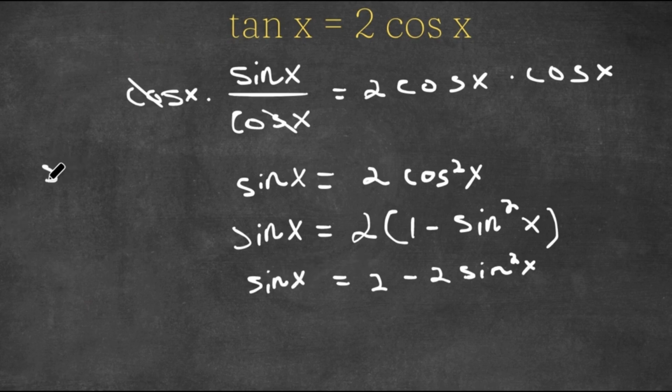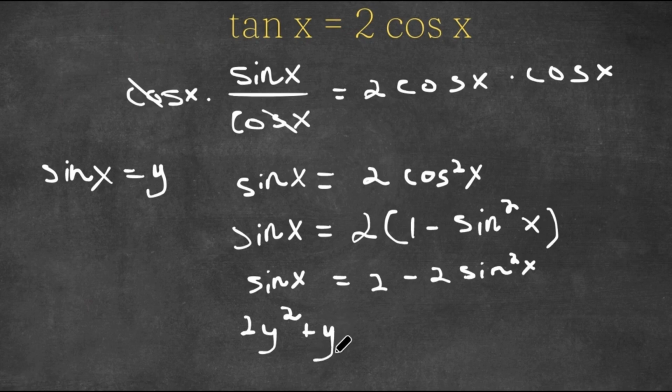Now I'm going to let sine x equal the variable, sorry, let's do y instead. So now if I substitute that in, we get 2 times y squared plus y minus 2 is equal to 0.